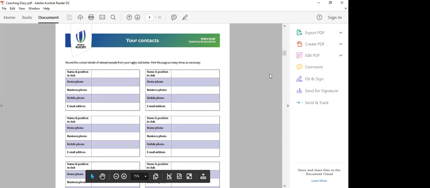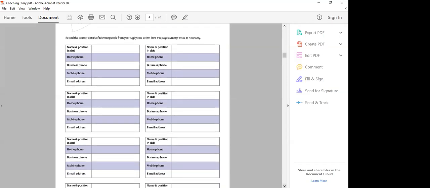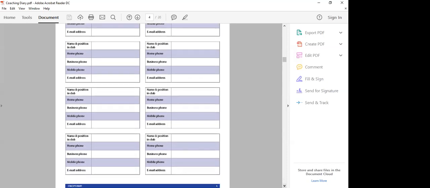I think this is where it's also very important that you record contact details of relevant people from either your rugby club or your rugby school, wherever you're operating from. It is important to have the details of the relevant people around you: your chairman, secretary, treasurer, team manager, or if it's a school, probably your principal or your games master. Anybody who is relevant, so that you are not calling all the time to ask people, do you know this guy's number? You have this guy's number. So those contact details are also very important.